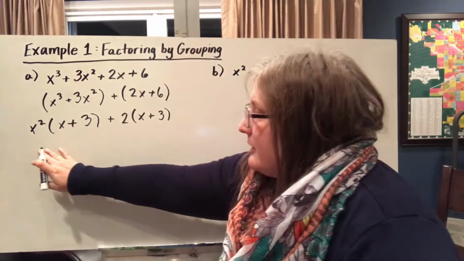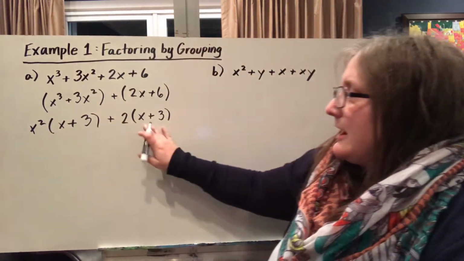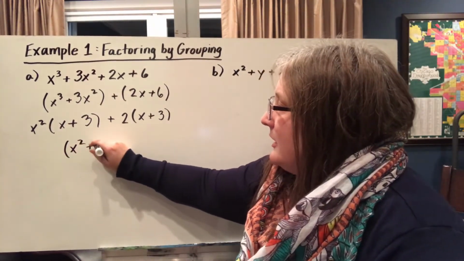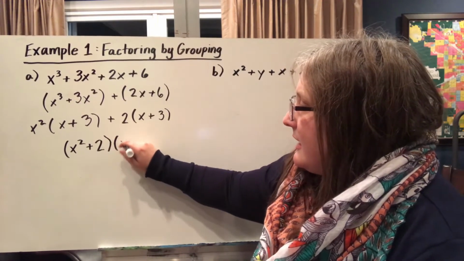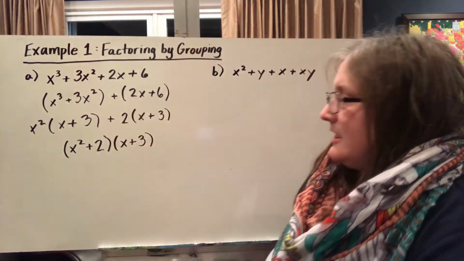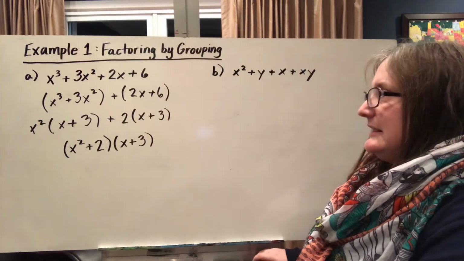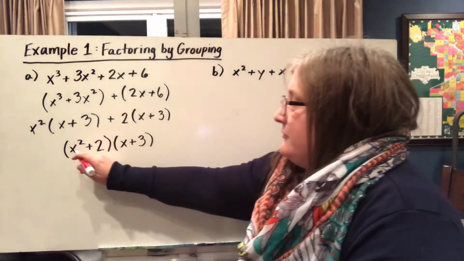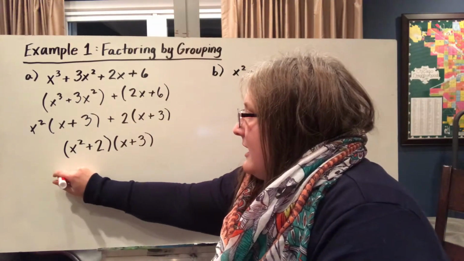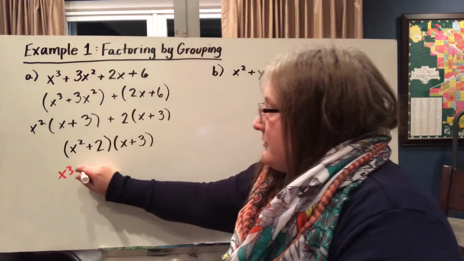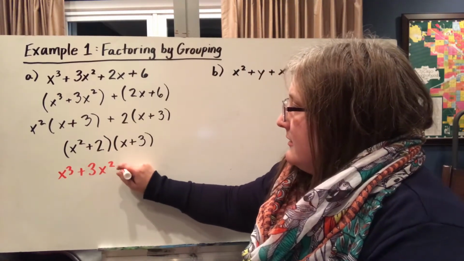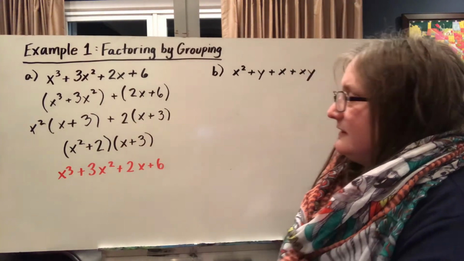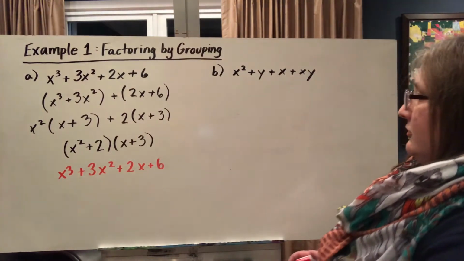So both x squared and 2 are being multiplied by x plus 3. So another way to write that is x squared plus 2 times x plus 3. If I want to check this and make sure that it actually gives me this polynomial, I can try the FOIL method here. So x squared times x is going to give us x to the third. X squared times 3 is going to give us 3x squared. 2 times x is going to give us 2x, and 2 times 3 is going to give us 6. So it checks out. Let's try another one.